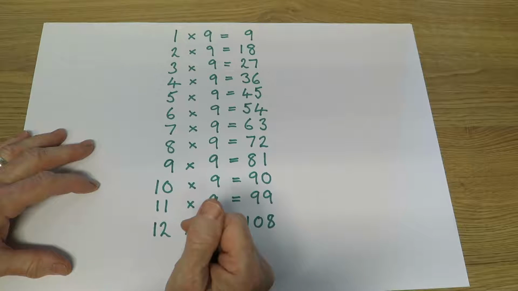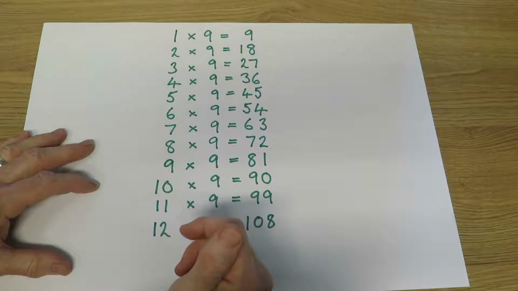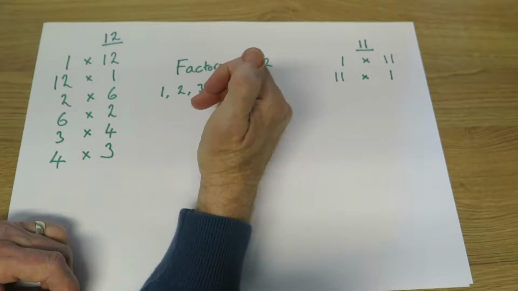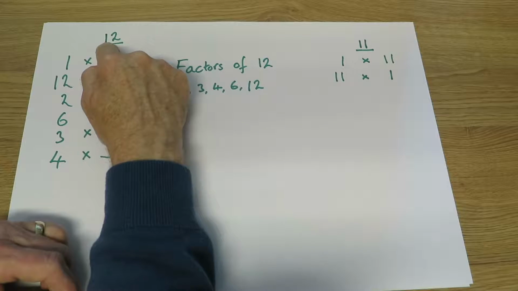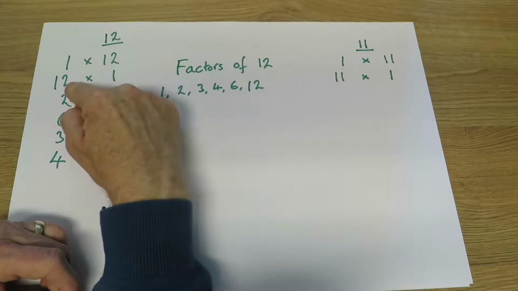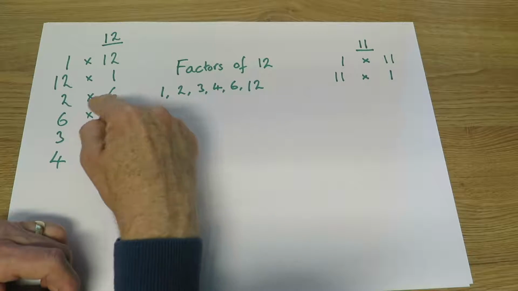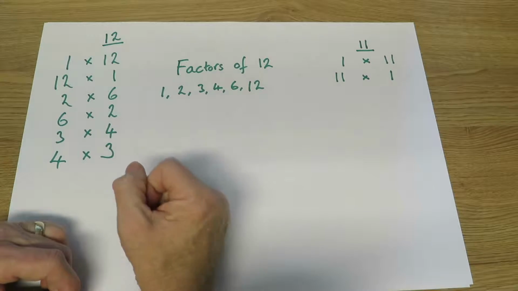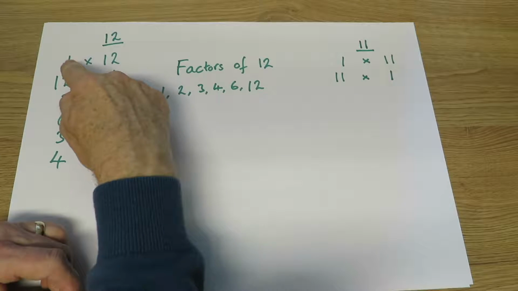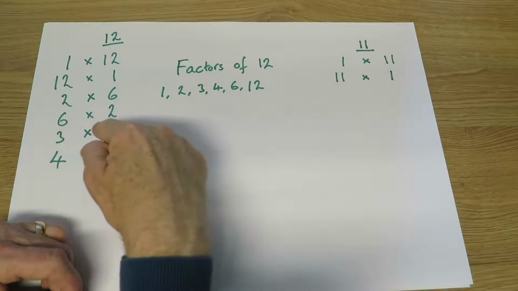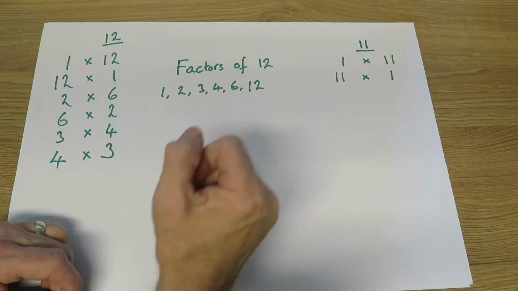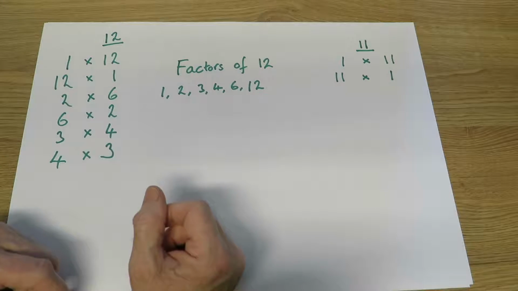Their knowledge of tables will help them in learning about factors. So because they know their tables, it's very easy for them to find the factors of 12. They know that 12 can be made by 1 times 12 or 12 times 1, 2 times 6, 6 times 2, 3 times 4, 4 times 3. So they can find that the factors of 12 are 1, 2, 3, 4, 6 and 12. Those are the factors of 12.